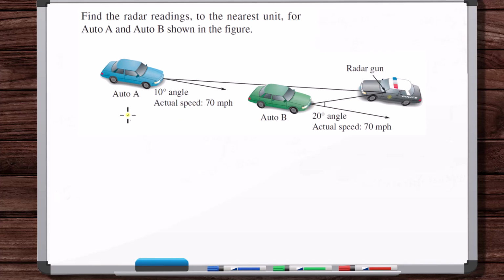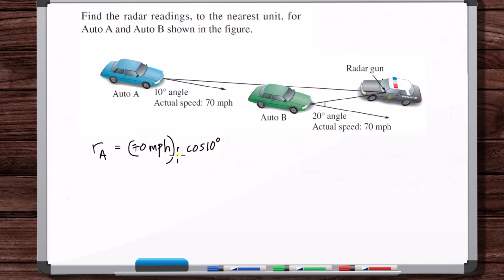So the radar gun reading, we'll say, is R sub auto A, which would be the actual speed of the vehicle, 70 miles per hour, times the cosine of this angle between the line of action of the radar gun and the line of motion of the vehicle. So, times cosine of 10 degrees.